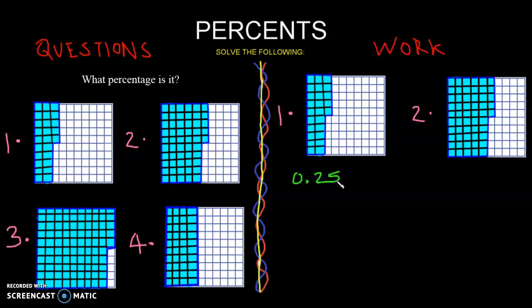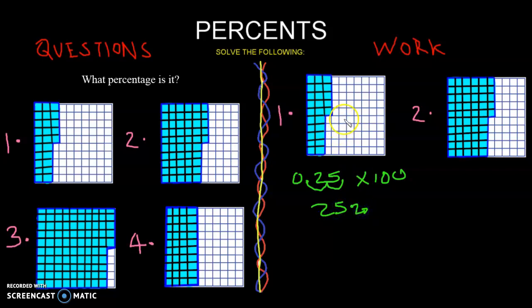So we have 0.25, right? That's how we write it in decimal. Now we have to convert it to a percentage, and to convert it to a percentage, you multiply by 100, because that's how many we have here. So move the decimal point two places and you get 25%, right?